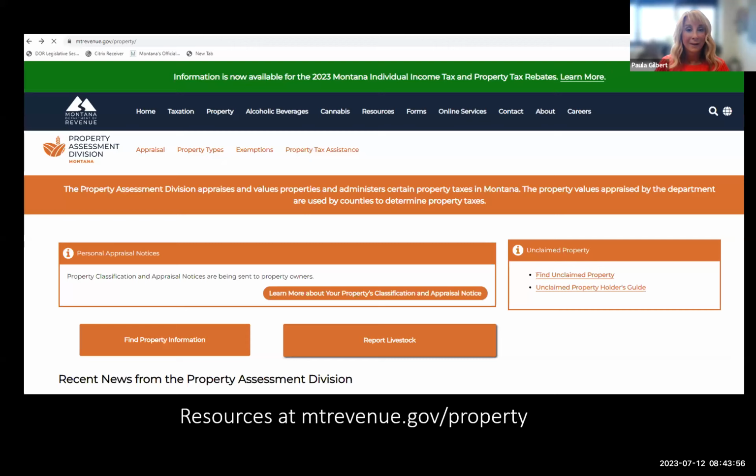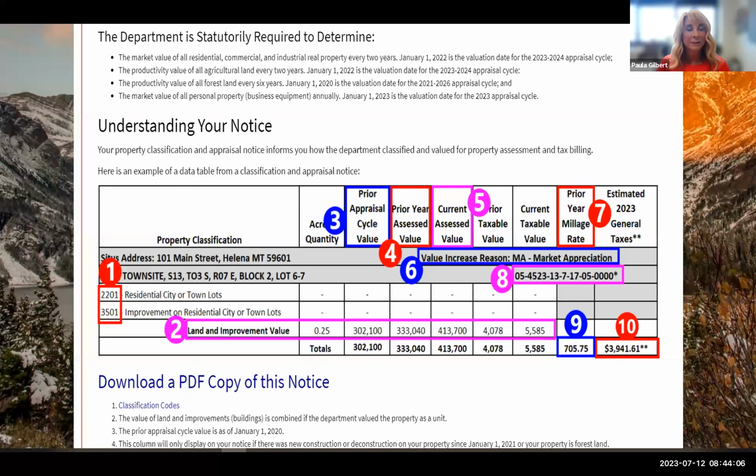If you click on that link, it's going to give you a lot of the information that I'm discussing here today, as well as an explanation of the appraisal notice that you received in your mail. So what I'd like to do is walk you through this so that you understand exactly what you're looking at when you see your own appraisal notice. Number one is the classification codes.